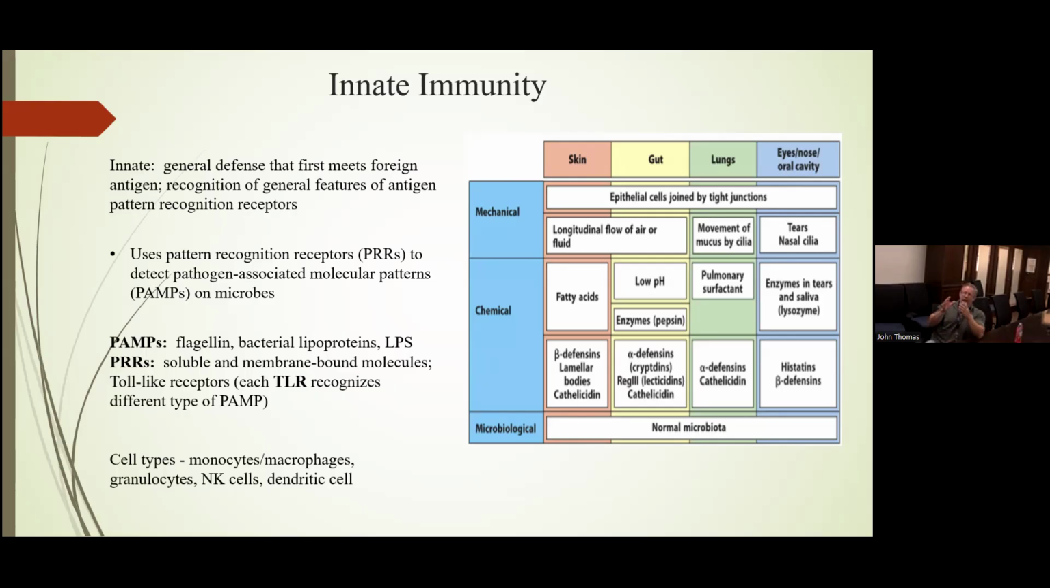So having the flow of air and fluid over the skin within the lumen of the gut helps prevent pathogens from being able to physically establish a foothold in order to initiate infection. The same thing happens in our lungs and our oral cavity. We have cilia that are helping to move substances around. We have the production of tears. We have the production of surfactant.